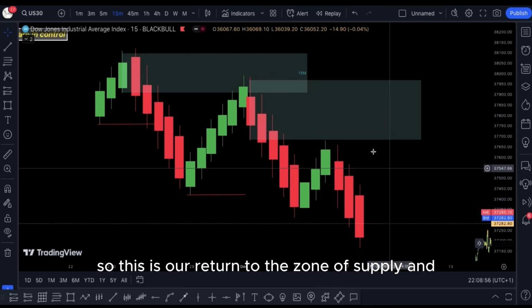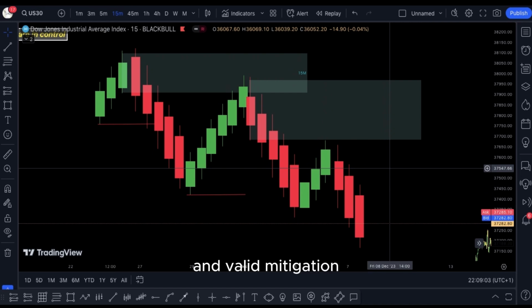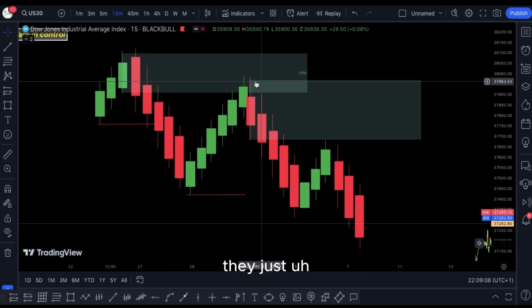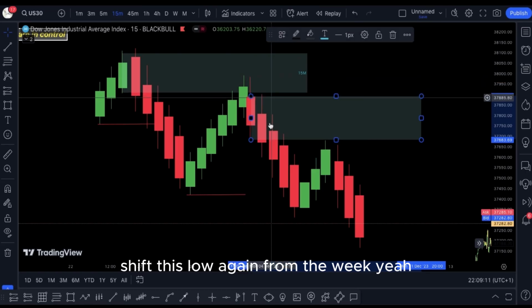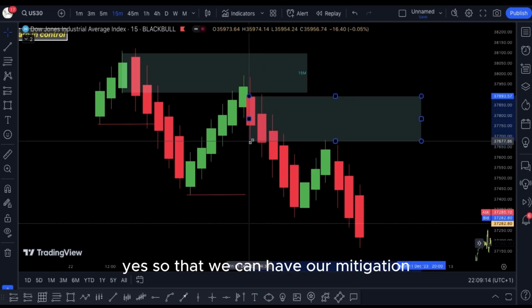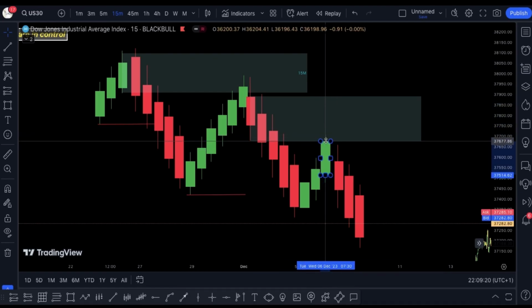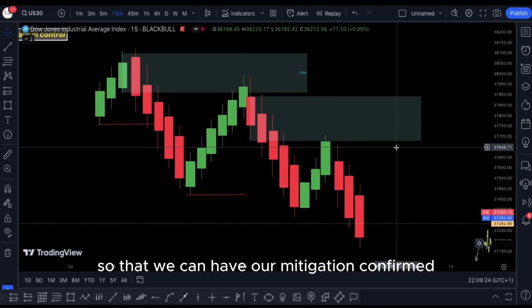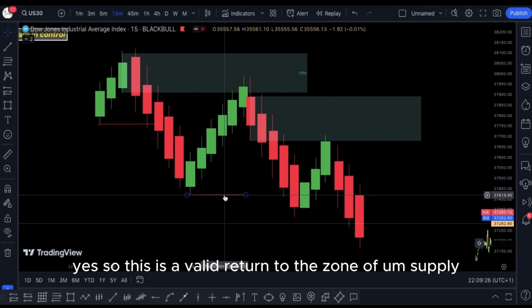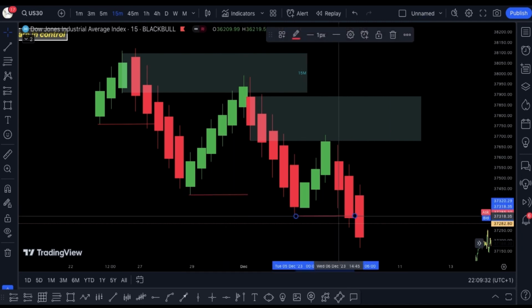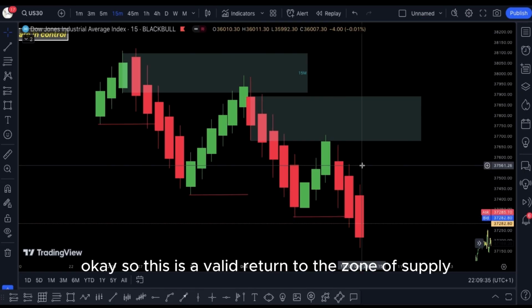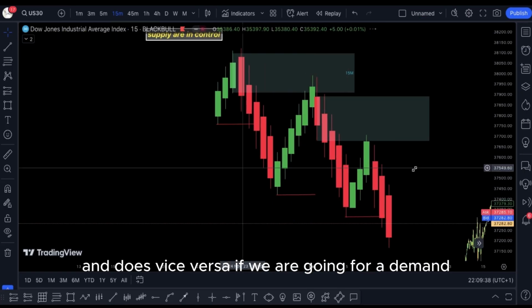So this is a return to the zone of supply and valid mitigation. If price didn't give you mitigation, let's just shift this low again from the week here, so that we can have our mitigation confirmed, even though price didn't enter deeply. Yes, so this is a valid return to the zone of supply.